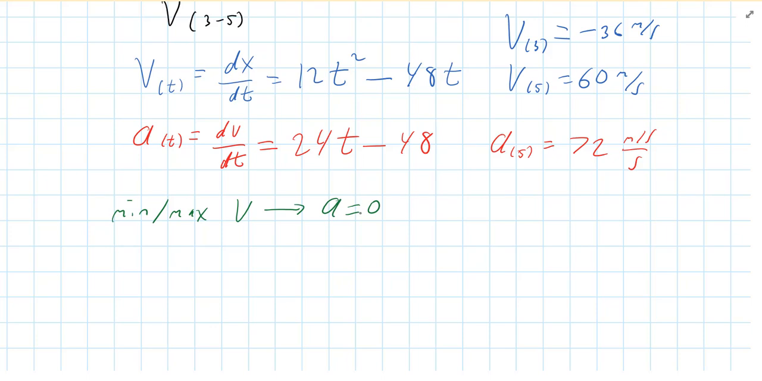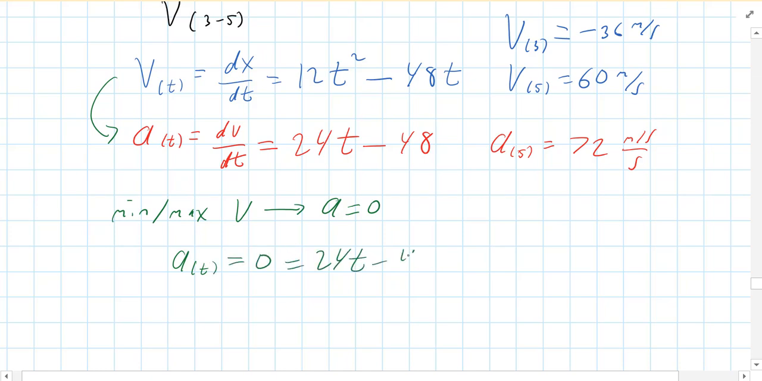Now, in calculus terms, we say that you can figure out when the velocity is a min or max by setting the derivative equal to 0. Well, what's the derivative of velocity? That's acceleration. So in either case, you're setting the acceleration equal to 0. So to find when your velocity is a min or max, you take the acceleration and set it equal to 0. And so you end up with 24t minus 48, which means t is 2. So at 2 seconds, your velocity is a min or max.